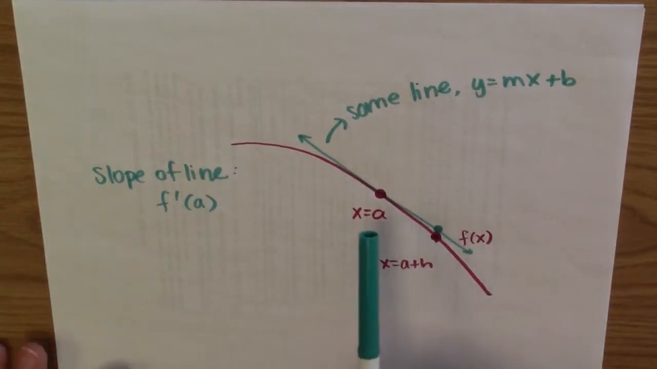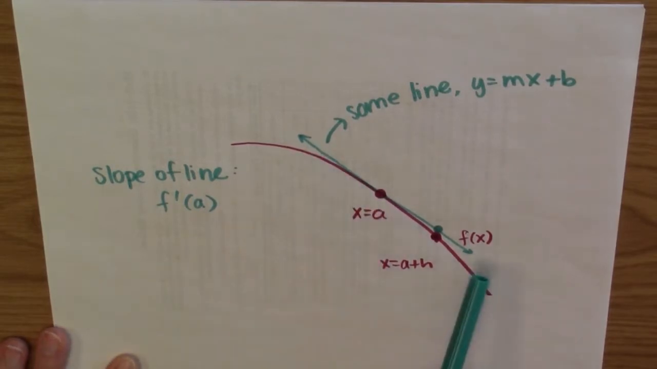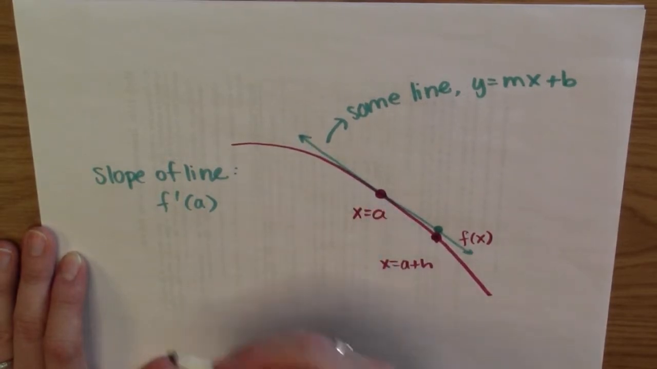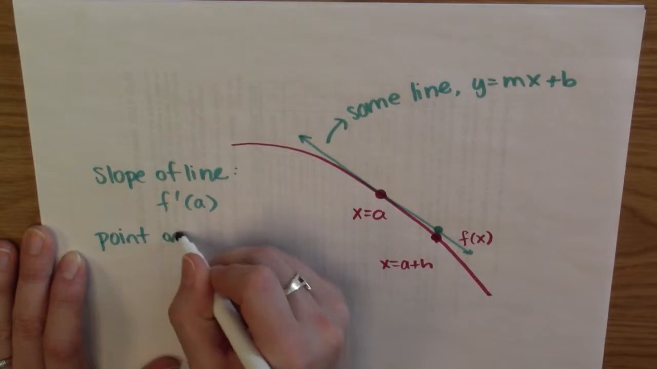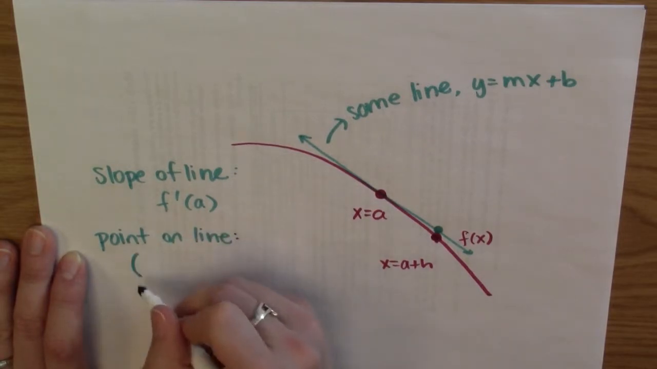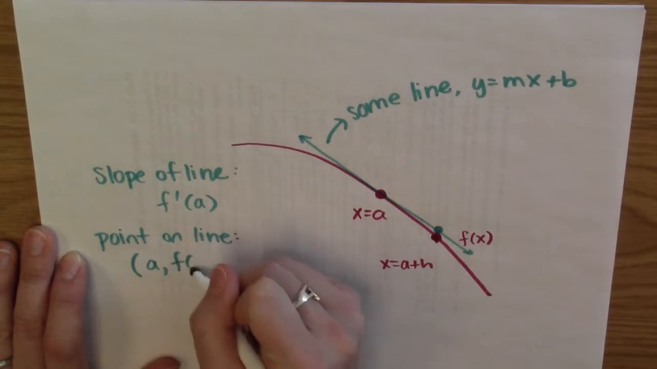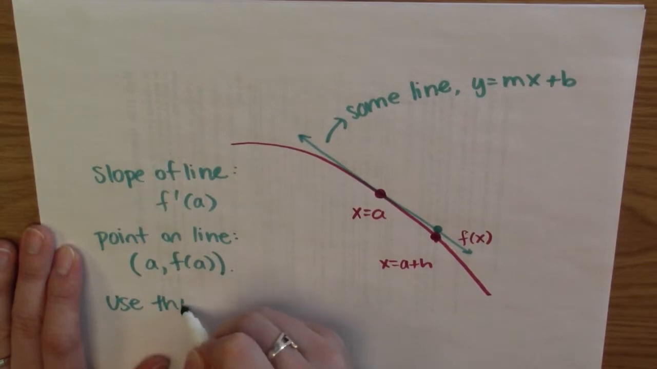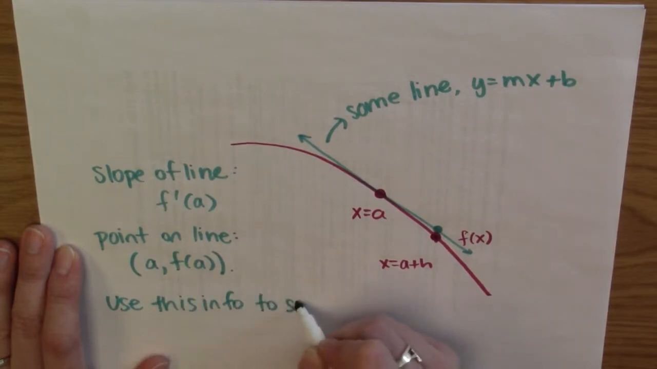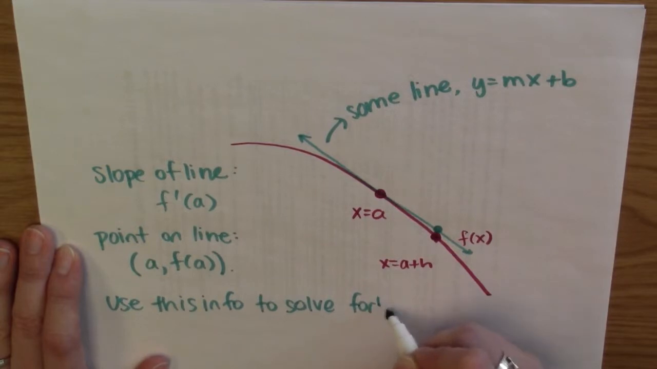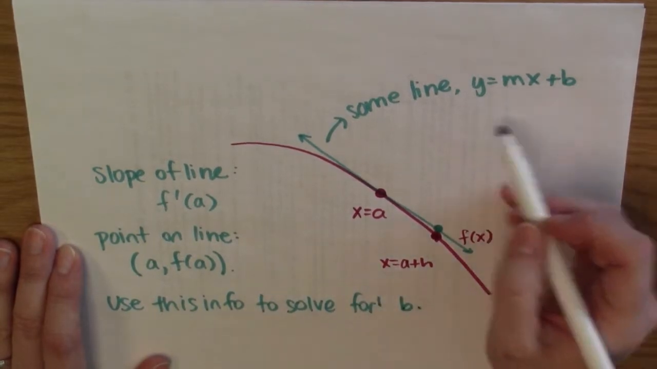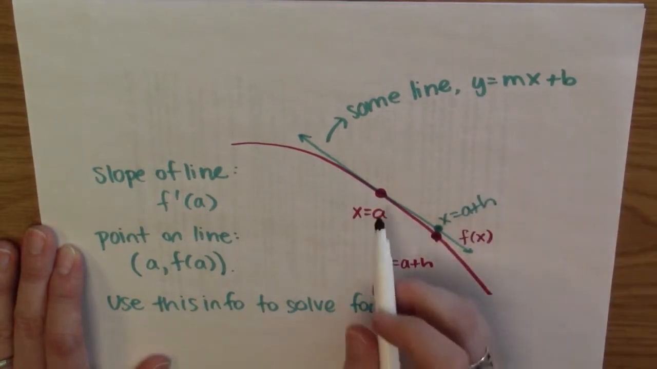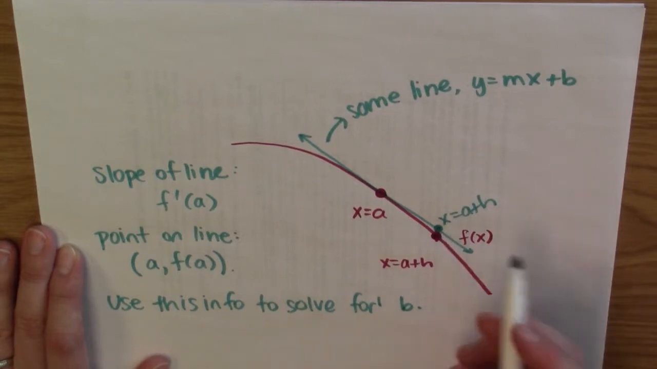I also know the value of some point on the curve as well because I have this point a and the tangent line actually touches the curve there. So I have some point on the line. That would be x equals a and whatever the function value is at a. So I can use this information to solve for b. And then, once I know the equation of this line, I can plug in this other x value, x equals a plus h, and figure out what the function value should approximately be.